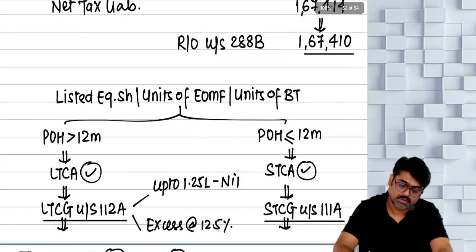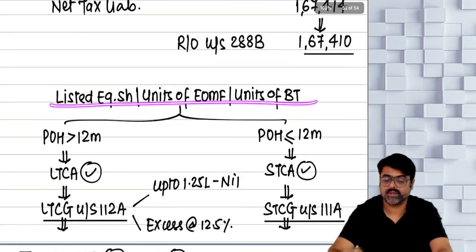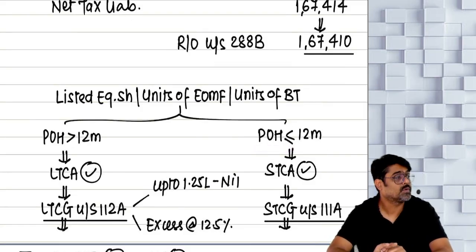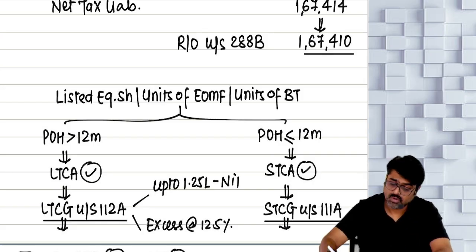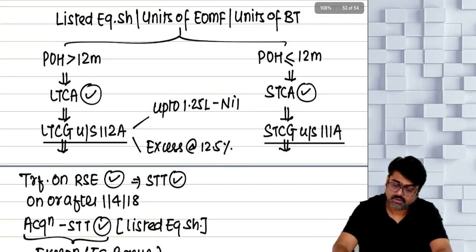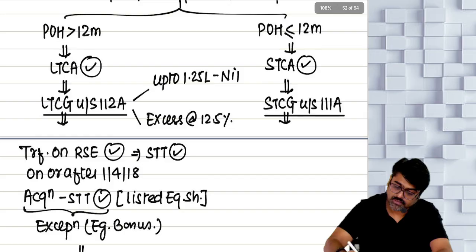What if the asset is any of these three assets and the period of holding is less than or equal to 12 months? Possible? Listed equity shares are there, the period of holding is less. So you will calculate which gain? But for this, what conditions must be satisfied?